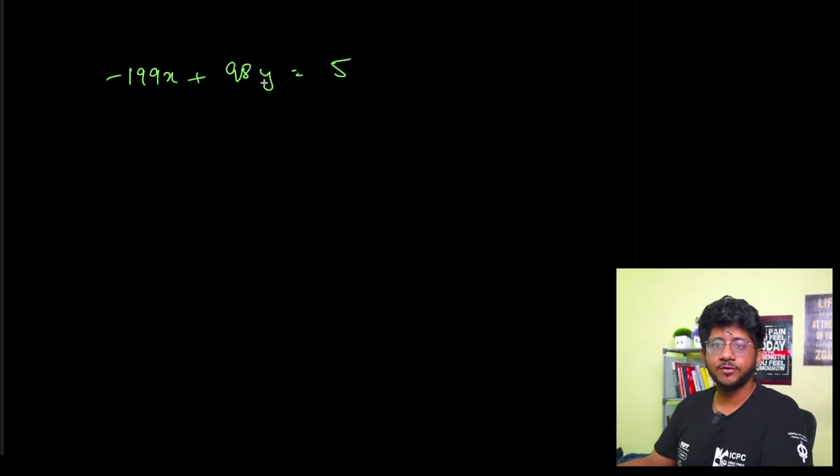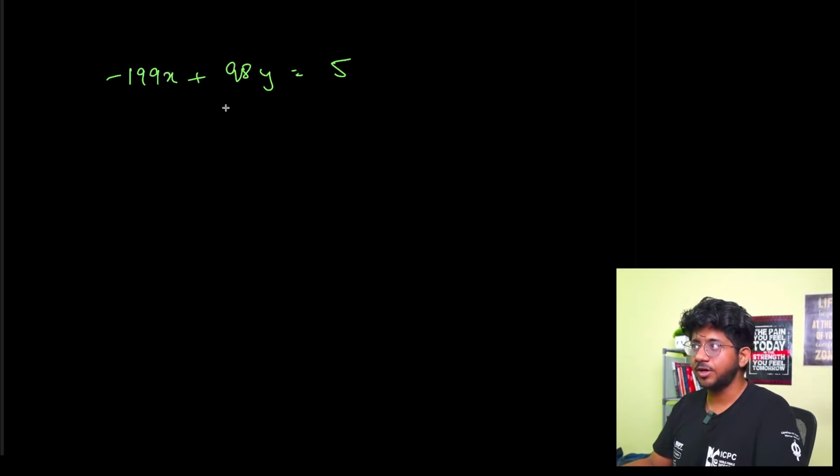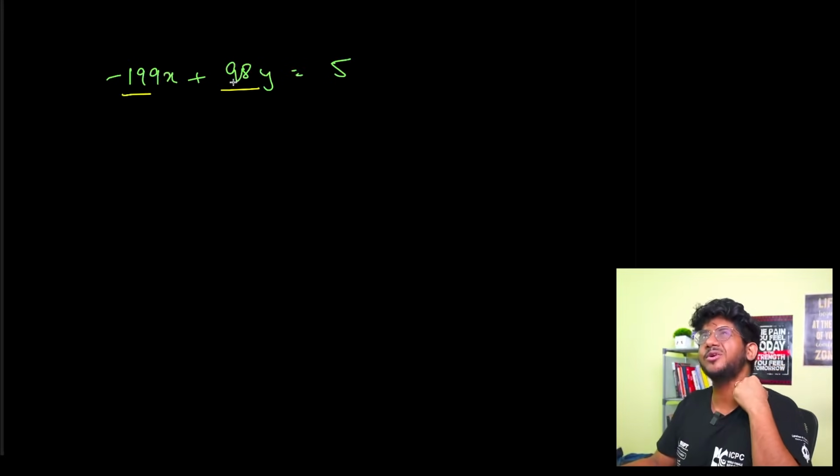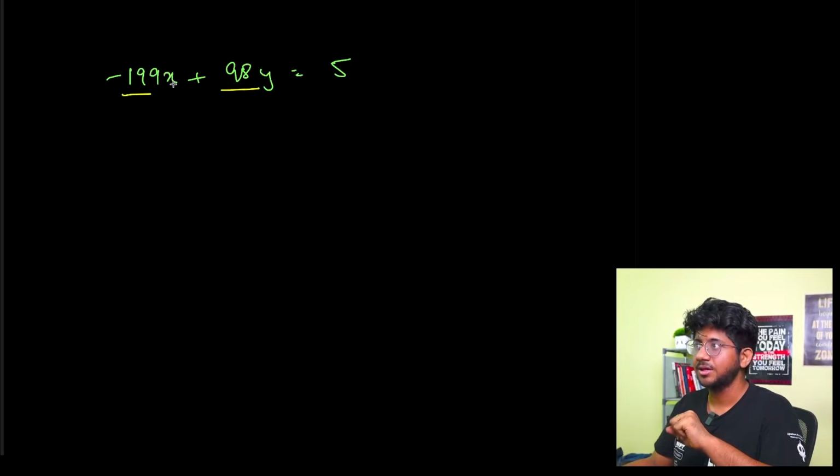So first of all, what do we do? We check whether it works. Does it divide this? We have to find the GCD of the left hand side, the divisor of the left hand side. What is the GCD of 199 and 98? It is 1. You can try it. 98 into twice is 196, right? So 3 is the difference, so it will not work. So 1 is the GCD.